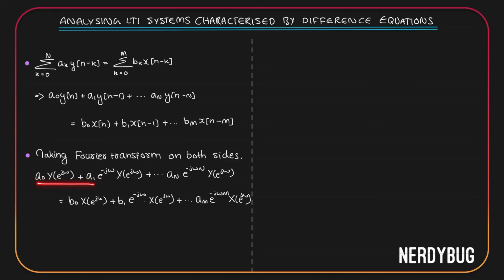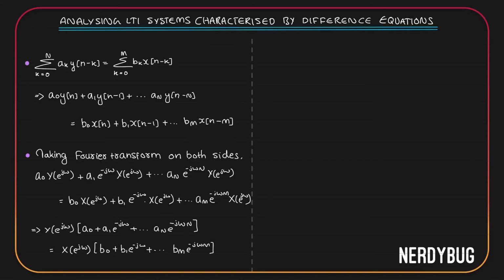On the left hand side, every term has Y of e raised to j omega. Let us take it out as common. Then this becomes Y of e raised to j omega multiplied by a0 plus a1 e raised to minus j omega plus up to aN e raised to minus j omega N. This is equal to, on the right hand side, every term has X of e raised to j omega. Let us take it out as common. So we get X of e raised to j omega multiplied by b0 plus b1 e raised to minus j omega plus up to the mth term, which is bM e raised to minus j omega M.